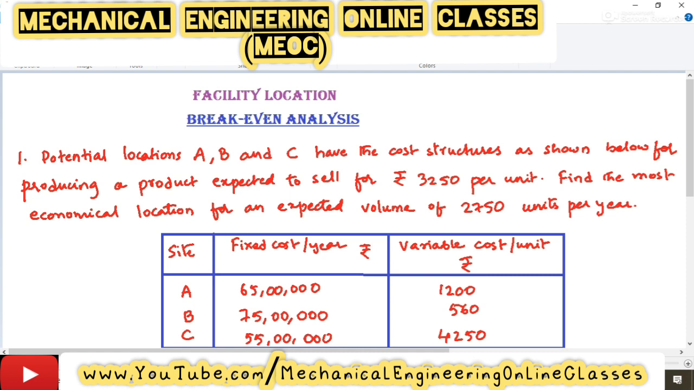There is a problem which says that potential locations A, B and C have the cost structures as shown below in the table, producing a product expected to sell for rupees 3250 per unit. Find the most economical location for an expected volume of 2750 units per year.